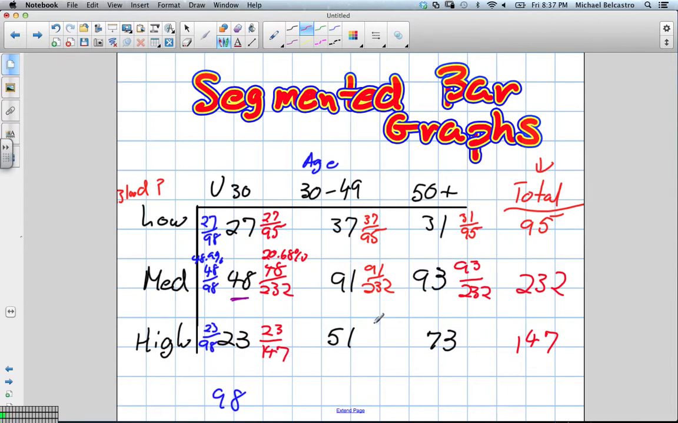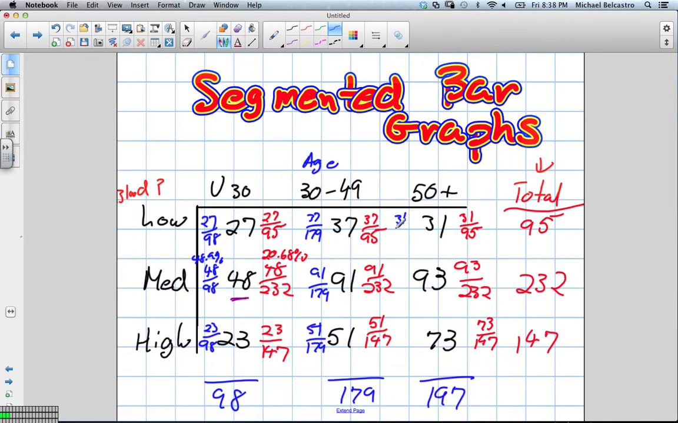And we're probably going to actually have to find these as percentages because we're going to do these as. Have you done them as percentages yet? No. Okay. Help me with the blues here. What does this age group add up to? 179. Great. So this will be 37 out of 179, 91 out of 179, and 51 out of 179. And what does the other category add up to? 197. So same idea.